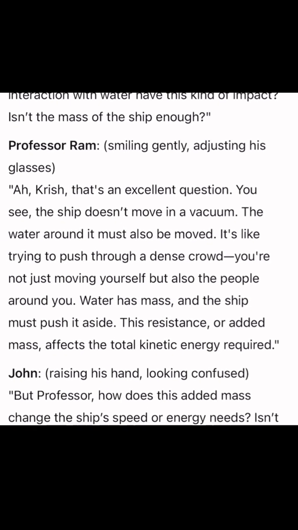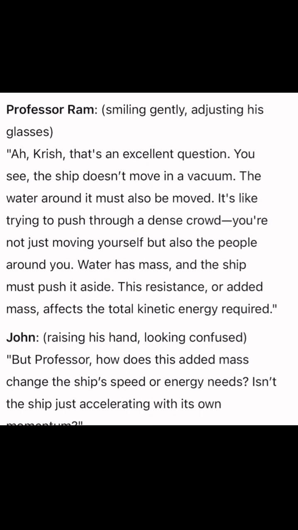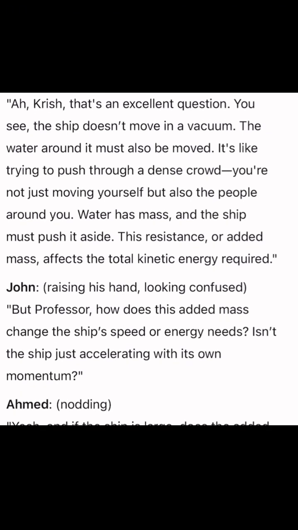You see, the ship doesn't move in a vacuum. The water around it must be moved. It's like trying to push through a dense crowd. You are not just moving yourself, but also the people around you. Water has mass, and the ship must push it aside. This resistance, or added mass, affects the total kinetic energy required.